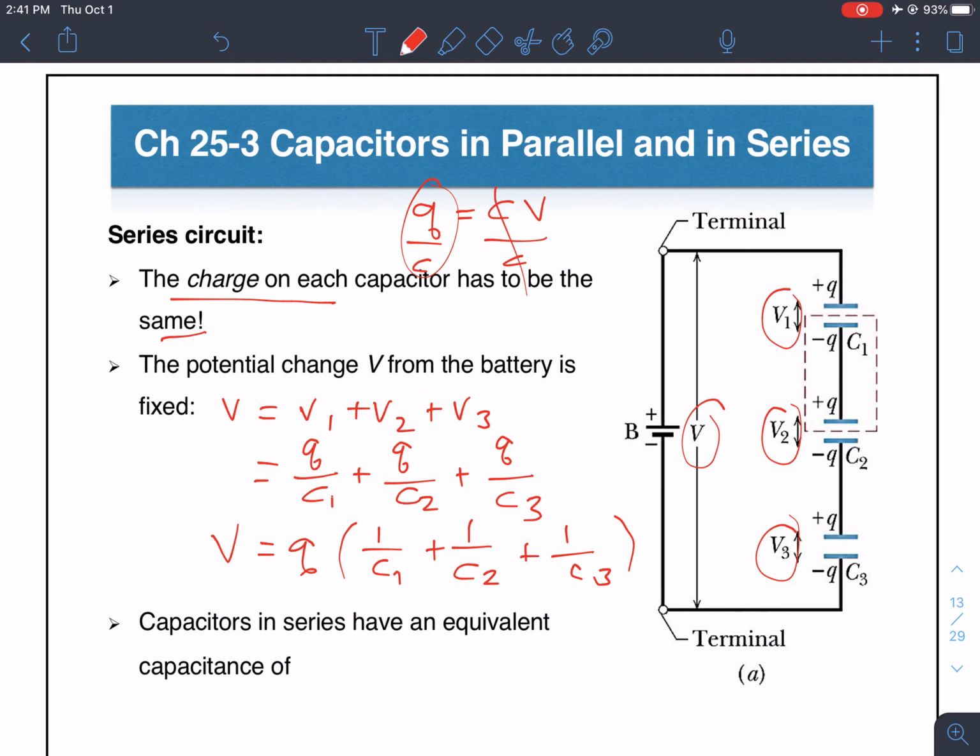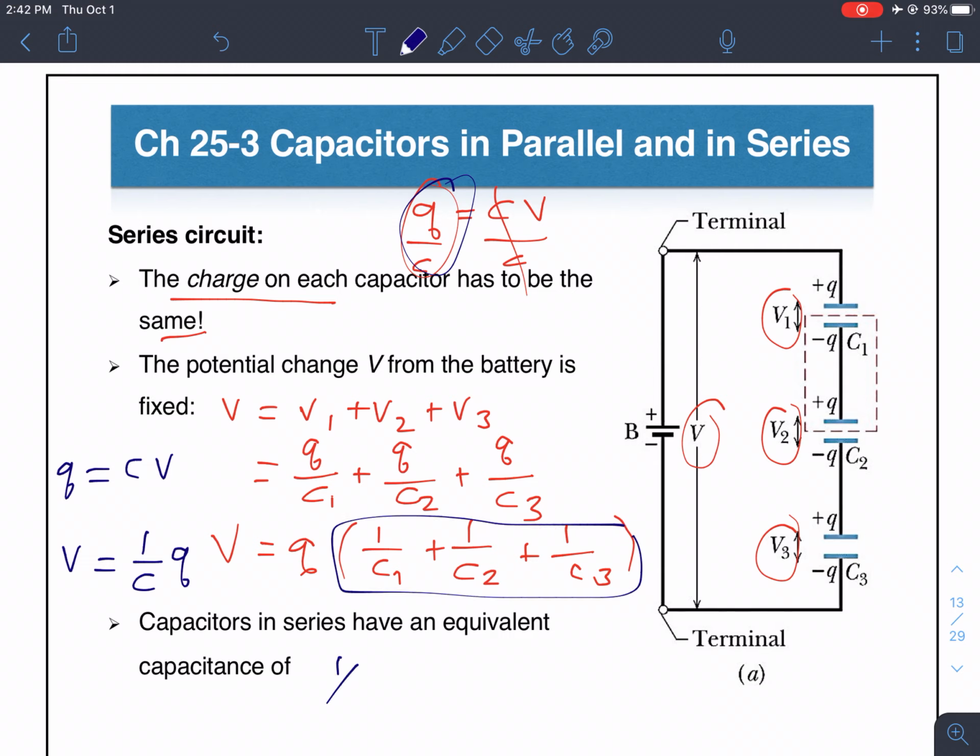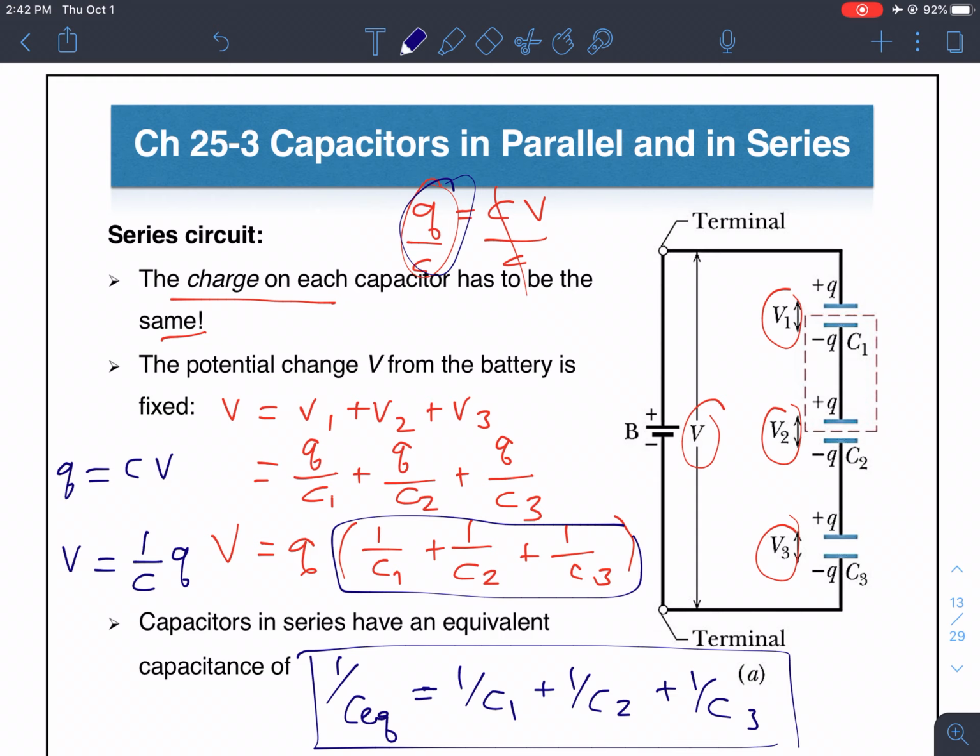And remember the general equation. I'm going to write it here again. Q is equal to CV. If you write it in this form, you have V is equal to 1 over C times Q. You're putting the C on the other side, and that's what you're getting. If you compare these two equations, this should be equal to 1 over the equivalent capacitance, and it's going to be 1 over C1 plus 1 over C2 plus 1 over C3. That's the equation.